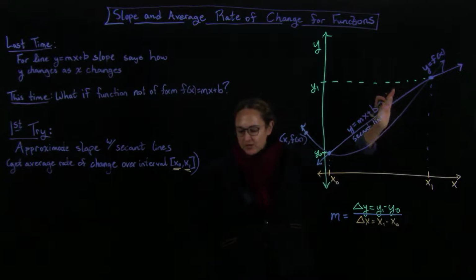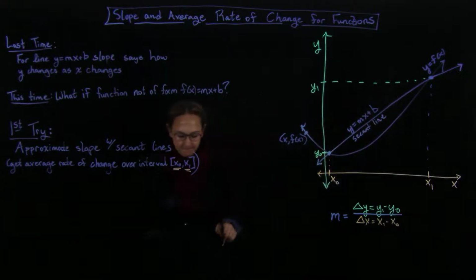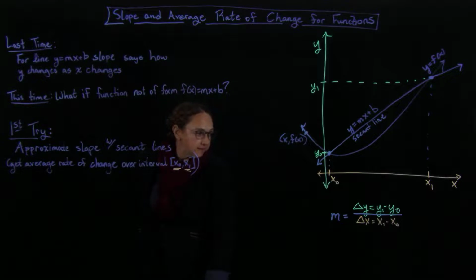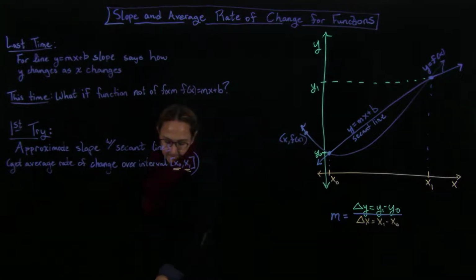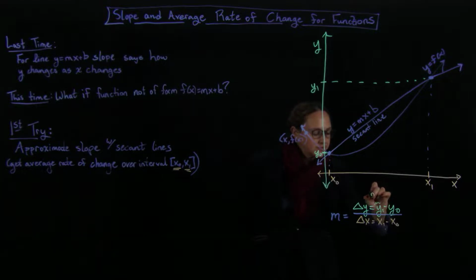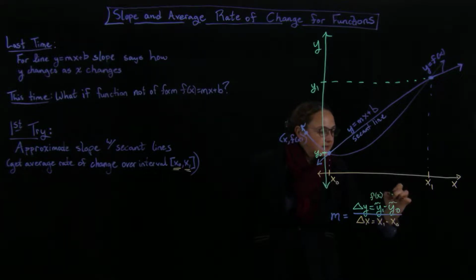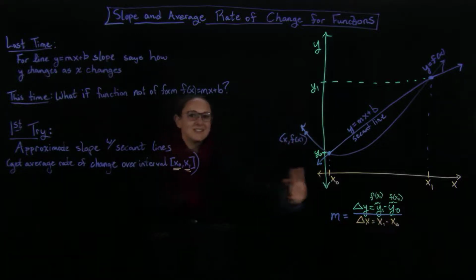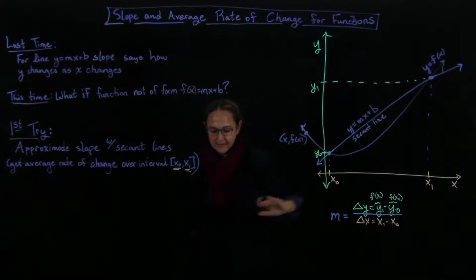Okay, but we're going to use that to approximate here. Something to notice is, what is this y1 actually? It's good to notice that this is actually f of x1, and this here is actually f of x0. So we're actually taking a difference of f values, and that's going to give us our slope there.